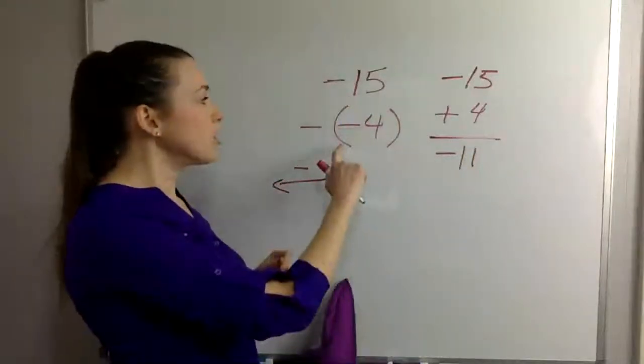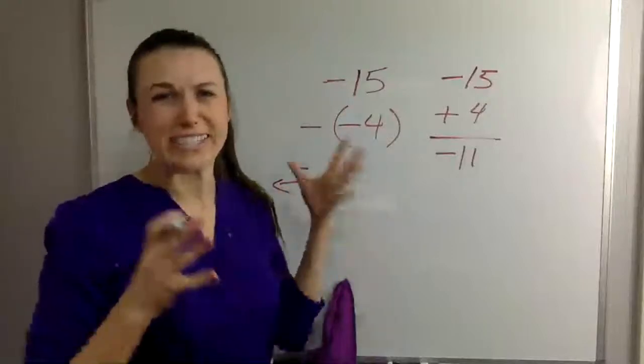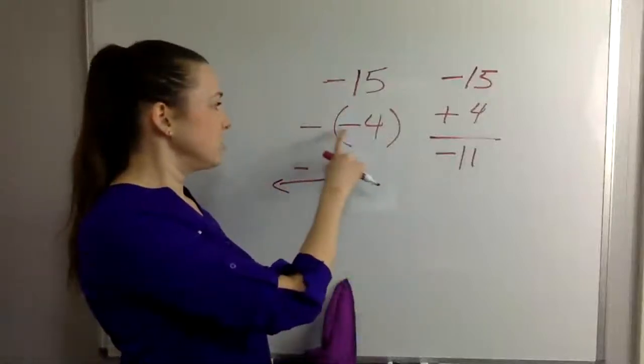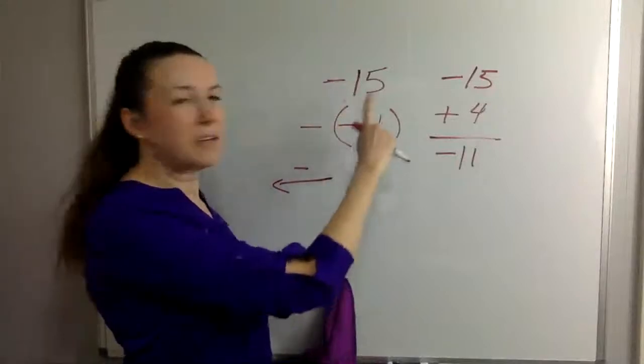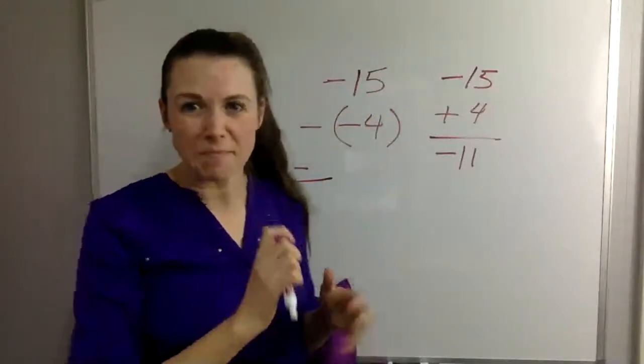Usually mathematicians don't like to have two signs right in a row. They don't like that. So that's why they put it in the parentheses.